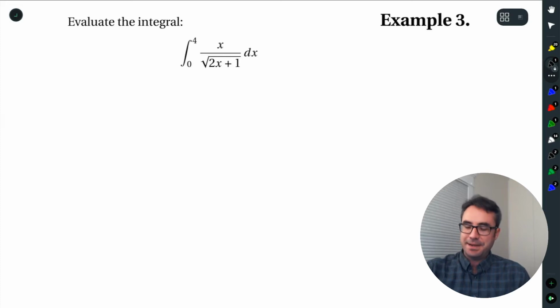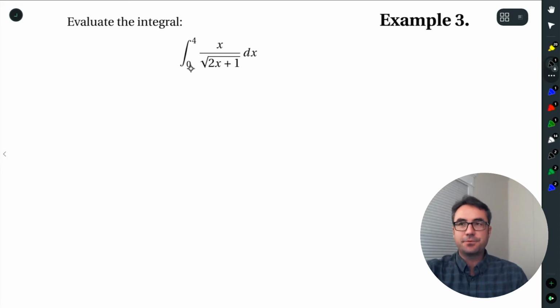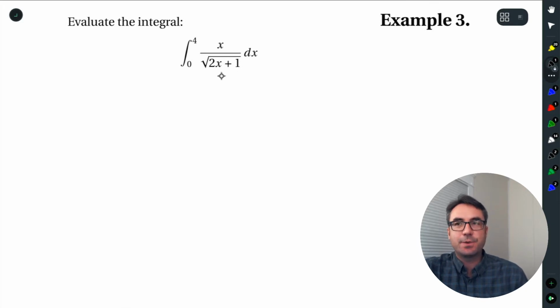Let's try one more example. So here we're going to do the integral from 0 to 4 of the function x divided by the square root of 2x plus 1, and we're integrating with respect to x.